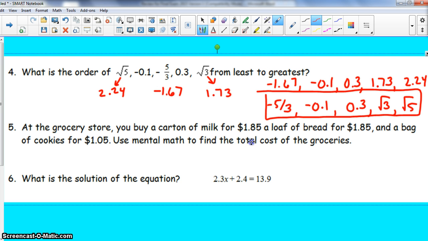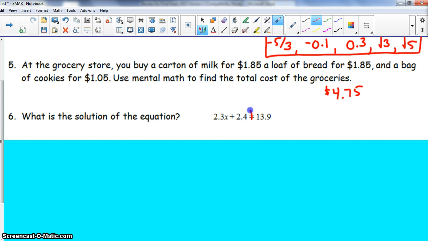For number 5, all we do is add 1.85 plus 1.85 plus 1.05, and we end up getting $4.75. For number 6, we draw a line through. We need to move the 2.4 over by subtracting it from both sides. I'm left with 2.3x equals 11.5. When I divide by 2.3, I end up getting x to equal 5.